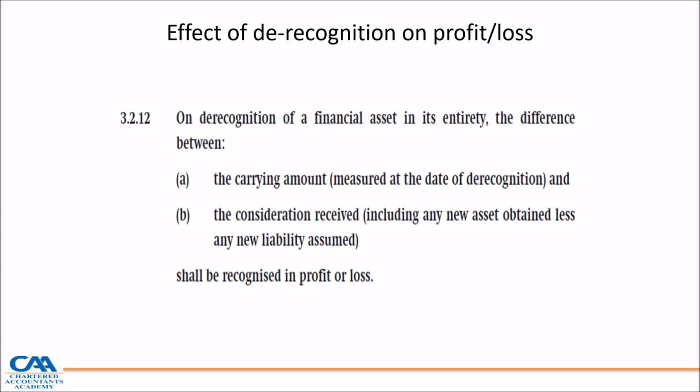So let's look at the effect of derecognition on your profit or loss. When you derecognize a financial asset, the difference between your carrying amount and the consideration received shall be recognized in profit or loss as a gain or a loss on disposal of the financial asset. Can you see this is a paragraph that is actually in your standard. So if you ever feel stuck during a test or exam, make sure that you know where to refer to. Make sure you're flagging your standard as we're going through this recording.